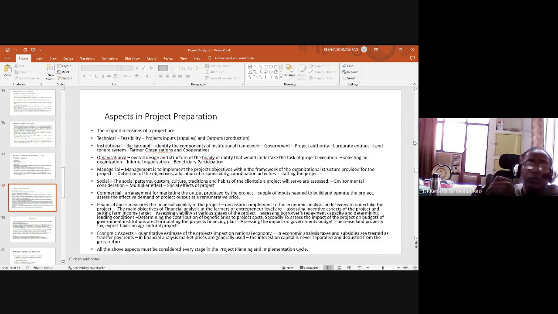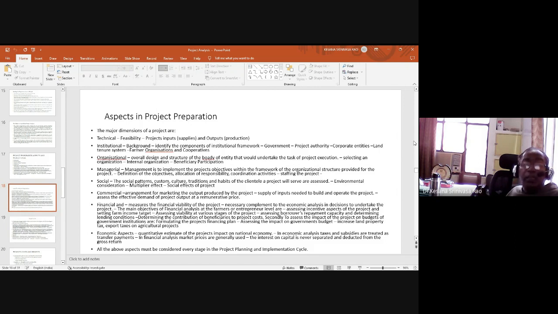Technical: we have to see to what extent it is feasible. Initially we may have thought of something, but practically, to what extent is it feasible, that can be seen. And project inputs and outputs: what are the project inputs and what are the project outputs? From the supply point of view and the demand point of view also. When you are preparing the technical projects, to what extent these things are very, very useful.